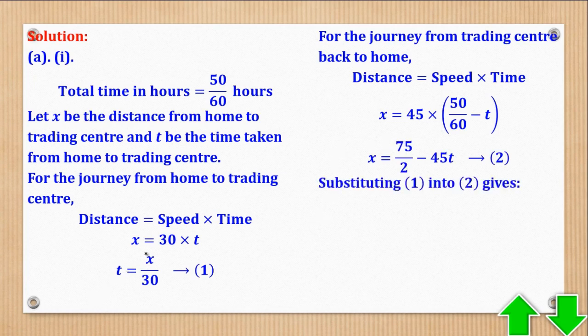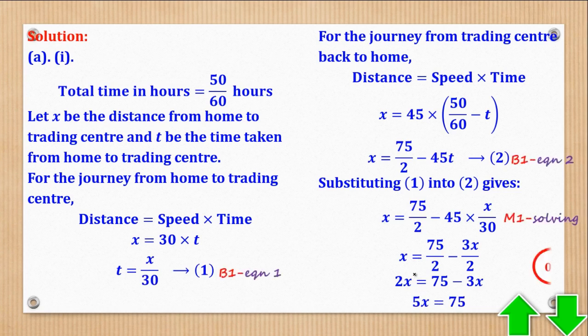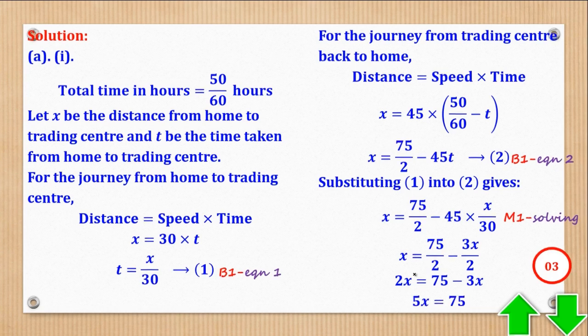Then we know that t is this, so come and substitute and come up with an equation with only x. So collect like terms. Here, what I've done, I've first multiplied throughout by the LCM, which is 2. Then I'll collect like terms, and next we shall see how to make x the subject. So making x the subject, I have to divide both sides by 5 to come up with x as 15 kilometers.